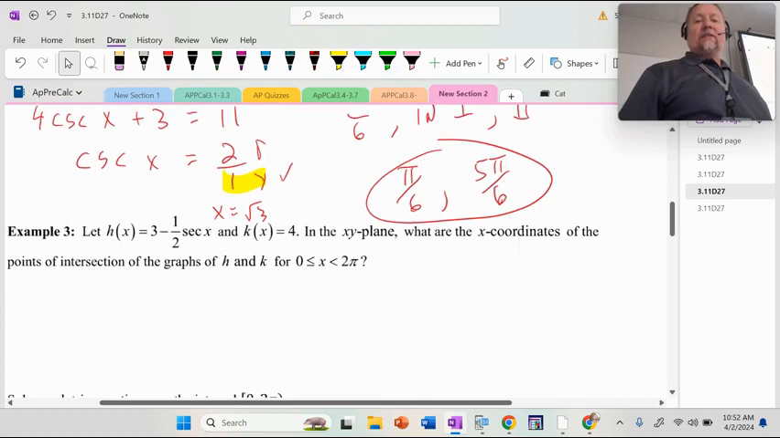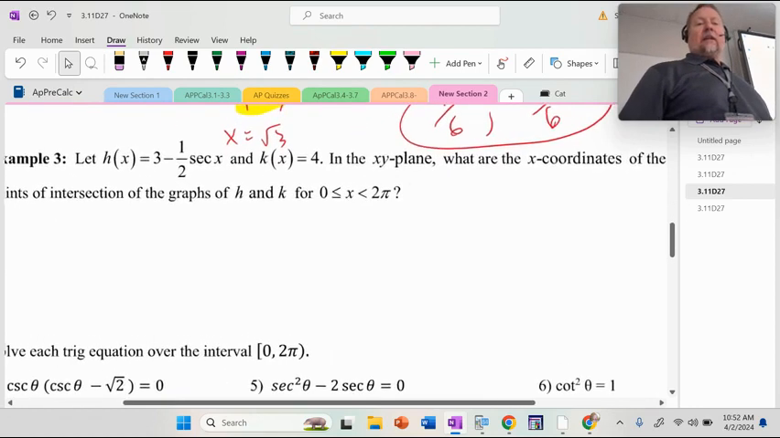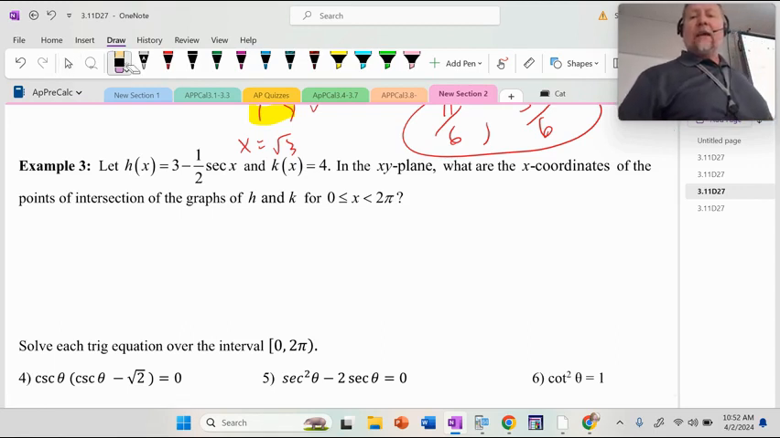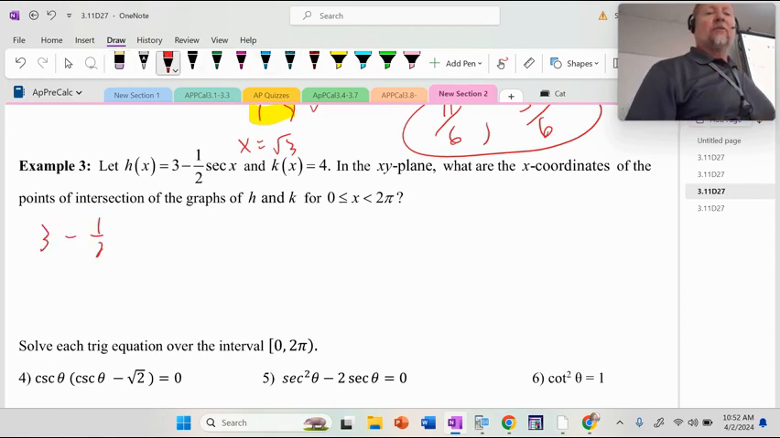All right, and then the last one I'm going to chatter on about, then I'm going to let you work on 4, 5, and 6. Same thing. What are the x-coordinates of the points of intersection? The x-coordinates of the point of intersection are if these two graphs are equal to each other. And maybe I'll slow down the k of x equals 4.